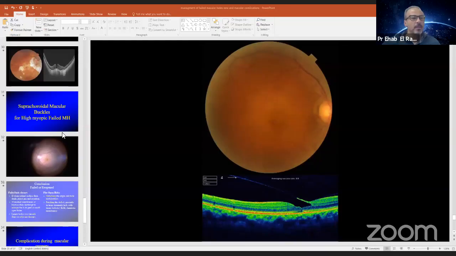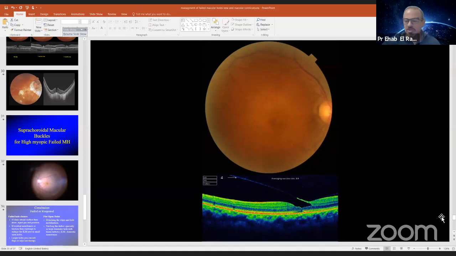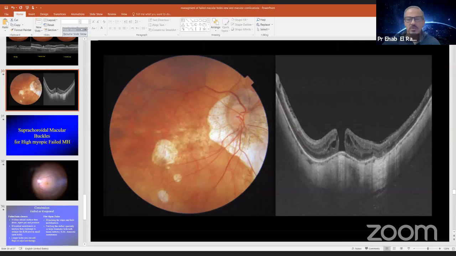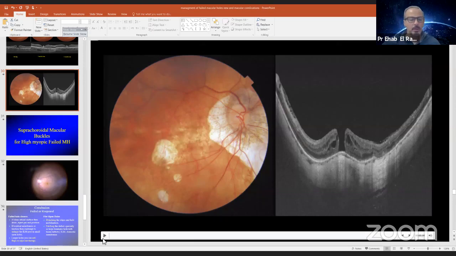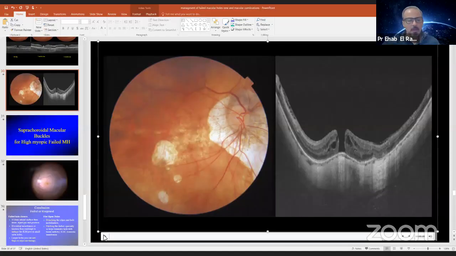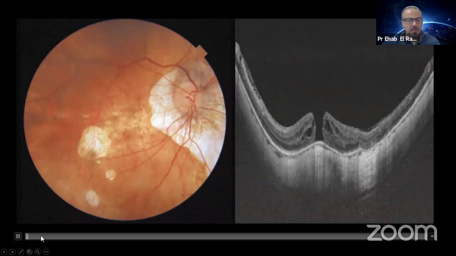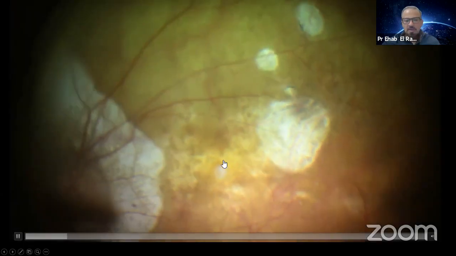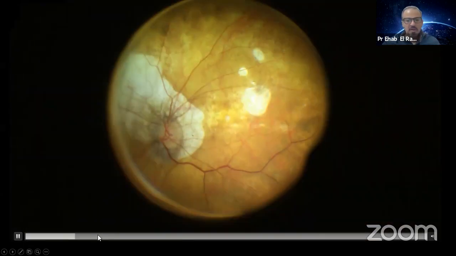Okay, so I'll just share with you this video. There, can you see this? Yes. Okay, sorry, it's this one there. So this is a myopic hole that was operated upon, and the same thing, we decided to put an amniotic membrane there. That's the size of the hole right there.